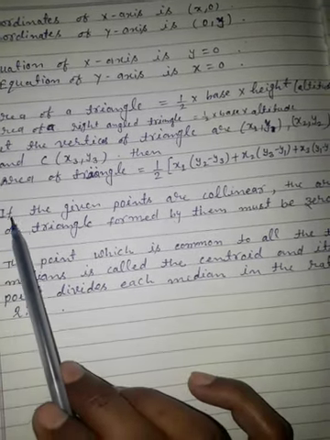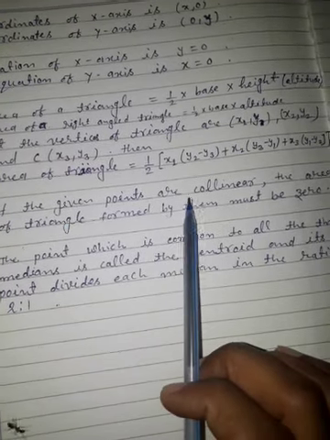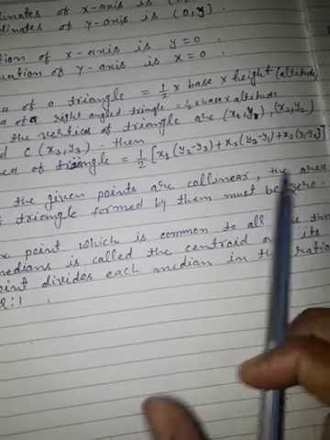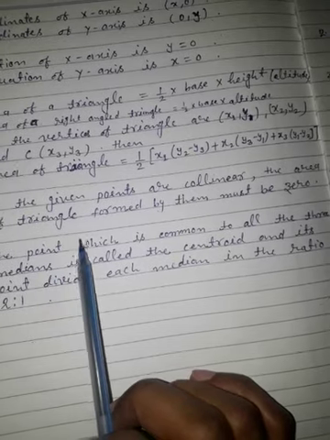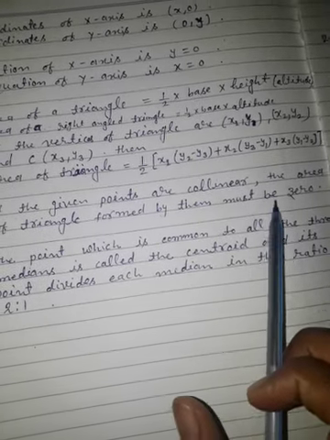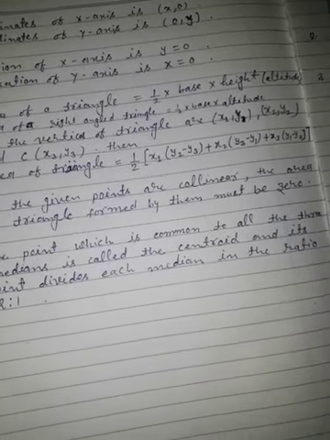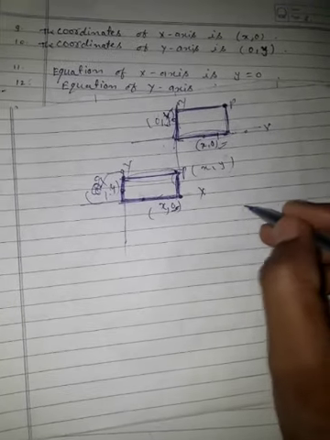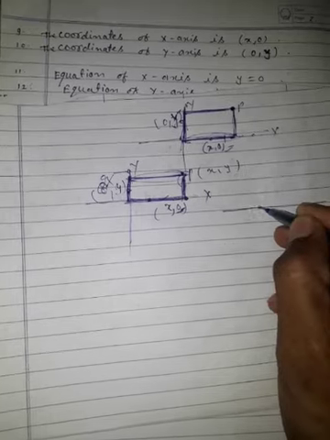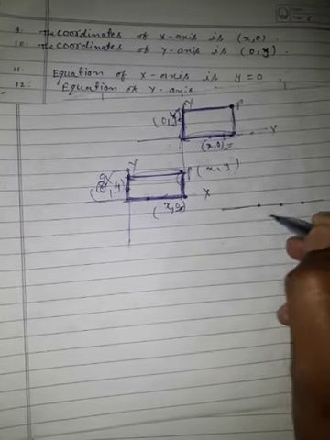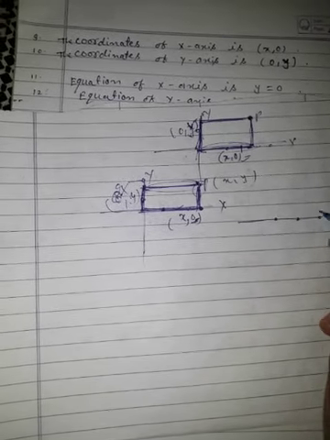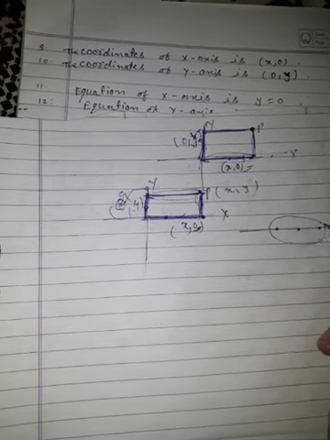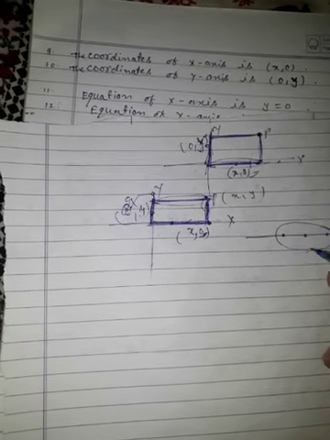Next point, if the given points are collinear, the area of the triangle formed by them must be 0. Means if any 3 points are collinear, means lie on a line, then they do not form a triangle. So the area of the triangle is 0.